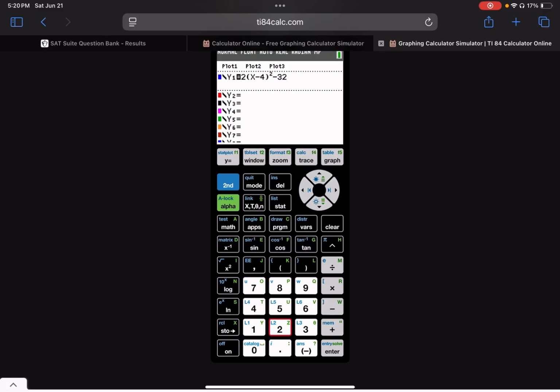And then we're going to hit graph here, and then zoom out, and then we have our two intercepts there. So second, calculate, and then you're going to go down to zero. So these zeros are just equivalent to x-intercepts. And then you're going to go a little right, enter, and a little more right, enter. And then we have our second intercept as 8.